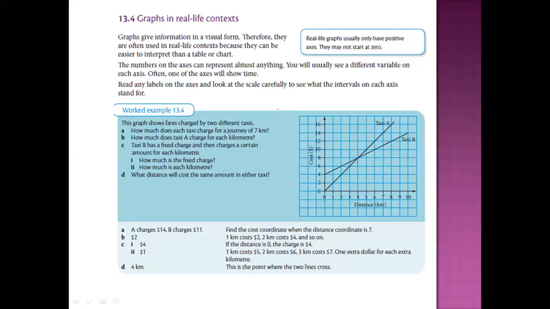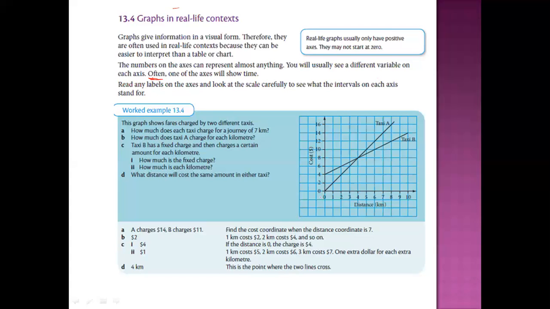First of all, let's read the definition. Graphs give information in a visual form, in a short form. Therefore, they are often used in real life contexts because they can be easier to interpret than a table or chart. The numbers on the axis can represent almost anything. You will usually see a different variable on each axis. Often, one of the axes will show time.